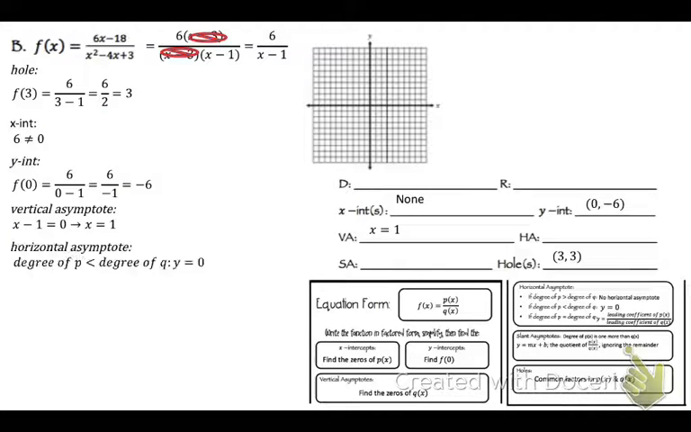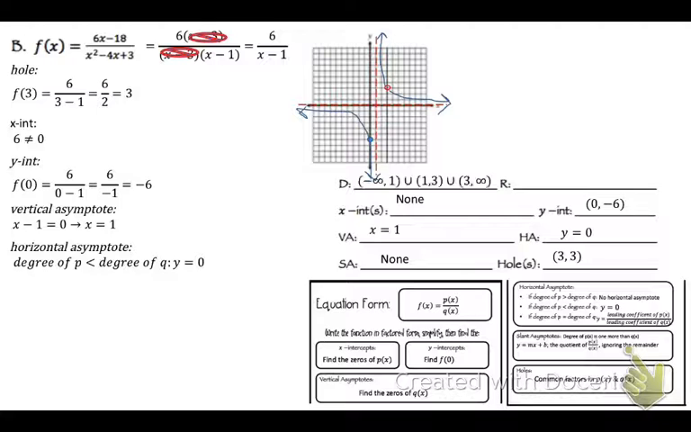Horizontal asymptote, the degree on top is less than the degree on bottom, so y equals 0. Slant asymptote, there isn't one because we had the horizontal asymptote. If you have a horizontal asymptote, you do not have a slant asymptote. Okay, now we can graph everything. So no x-intercept, we have a y-intercept at 0, negative 6. Vertical asymptote at x equals 1. Horizontal at y equals 0. Then a hole at 3, 3. That piece will draw right there, and that will draw right there.